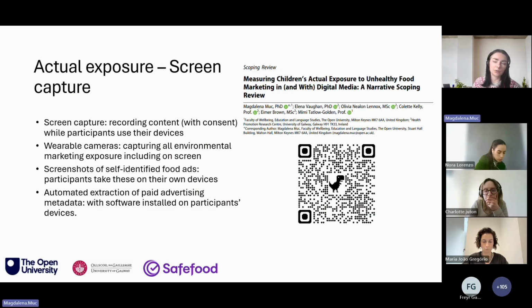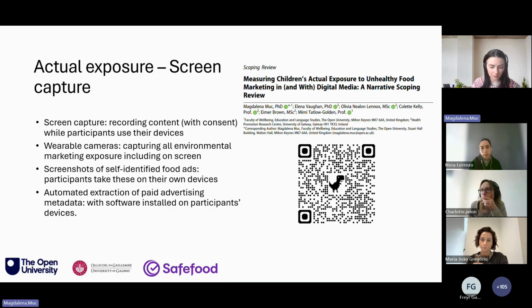Then the actual exposure. So it's the only one that really will tell us how much children see when they use their own digital media. So we have published recently a paper that is analyzing all of the methods that can be used to study unhealthy food marketing that children actually see. So I've provided a code for that. You can look through it.